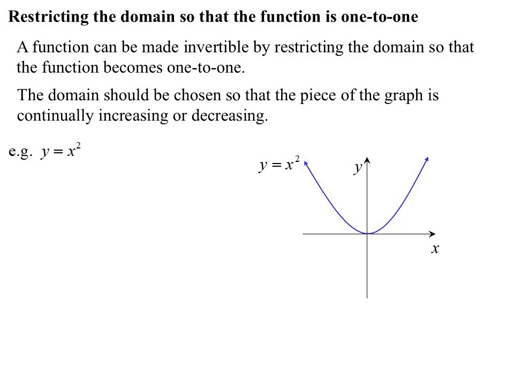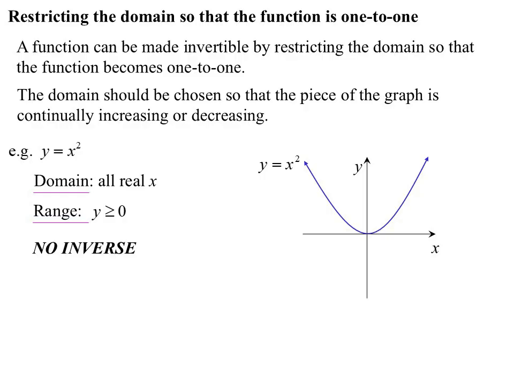A parabola, let's just look at that one. y equals x squared, and clearly it would fail the horizontal line test. So as it stands at the moment, the domain's all real x and the range is y is greater than or equal to 0. No, we can't get an inverse function. We can get an inverse relation, but that's not what we're interested in. We want an inverse function.